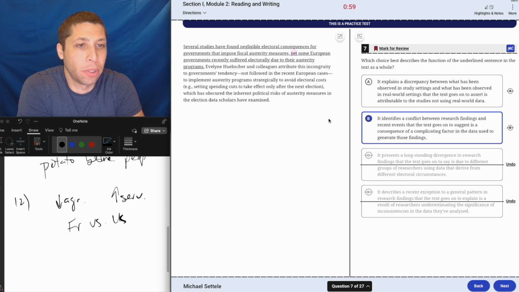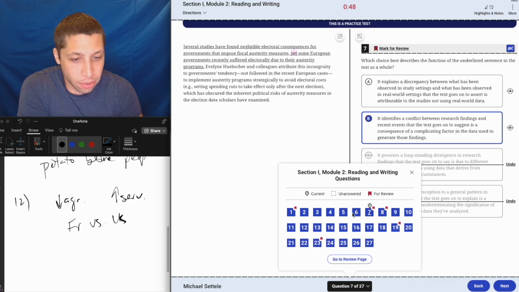I know there's a conflict between research findings and recent events that the text goes on to suggest as a consequence. Yeah, I think that's right. A complicating factor. They're just doing their classic SAT thing here and using a stupidly vague phrase.